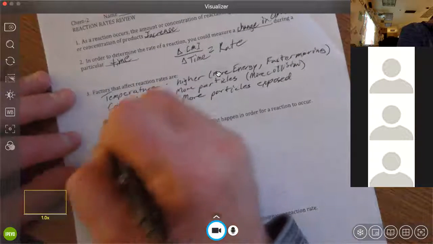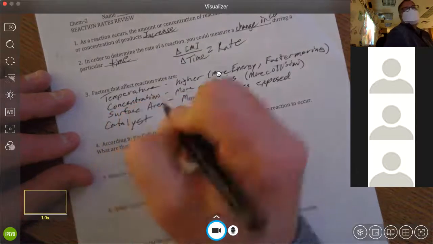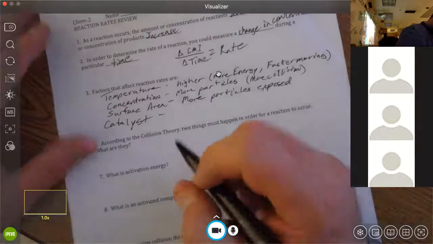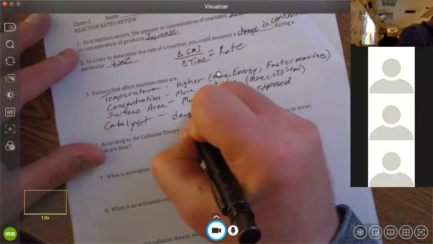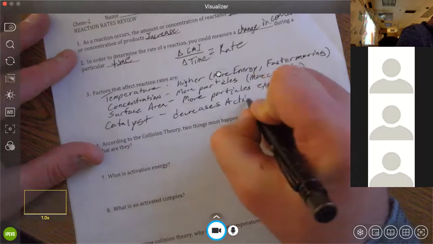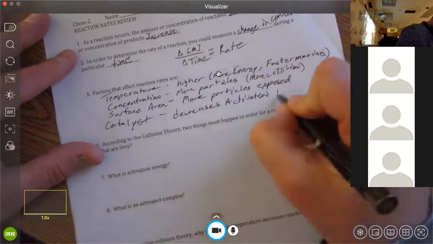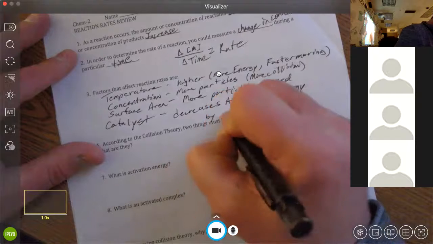Last one is the catalyst. The catalyst decreases the energy required, which we call the activation energy, by creating a new pathway.